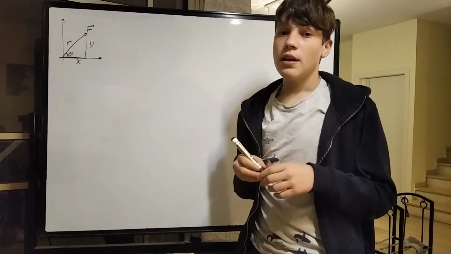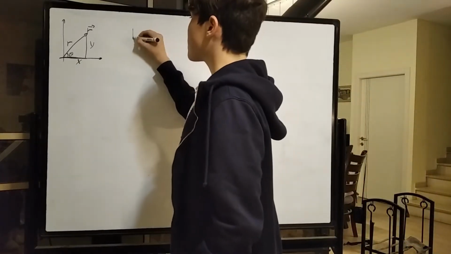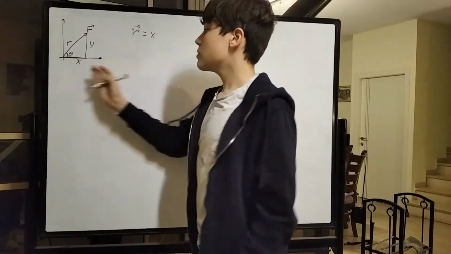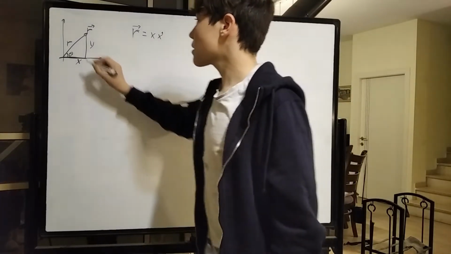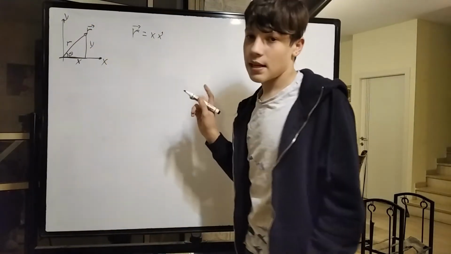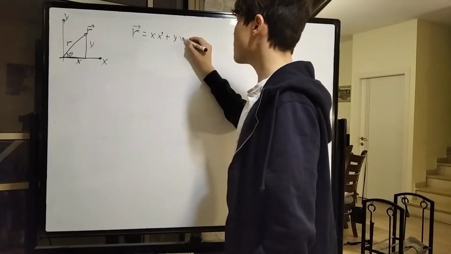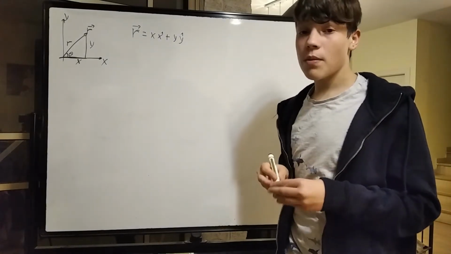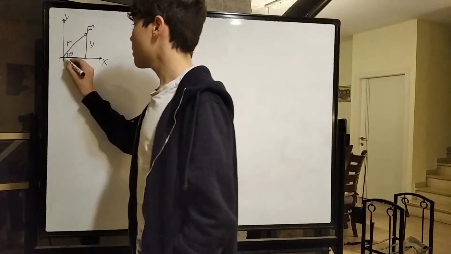when you have a vector and you want to represent it mathematically in some sense, you write it as the vector r is some distance x along the x-axis. So this is x, and this is y. So some distance along the x-axis, so x hat, plus some distance y along the y-axis, so y hat. And x hat, y hat represent the base vectors in the directions x and y.